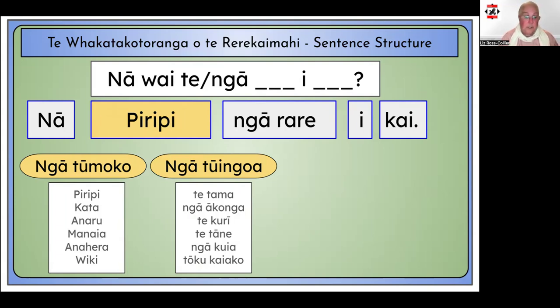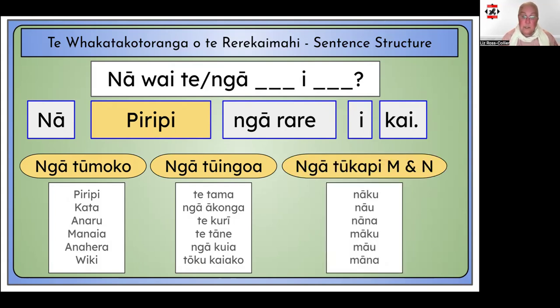The third set of words we can use to describe the kaimahi in this type of sentence are the M and N class pronouns. They are the only pronouns that work with this type of sentence. So here are some examples. We've got nāku, I did. Nāu, you did. Nāna, he, she, or it did. And in the M class pronoun set, māku, I will. Māu, you will. And māna, he, she, or it will.